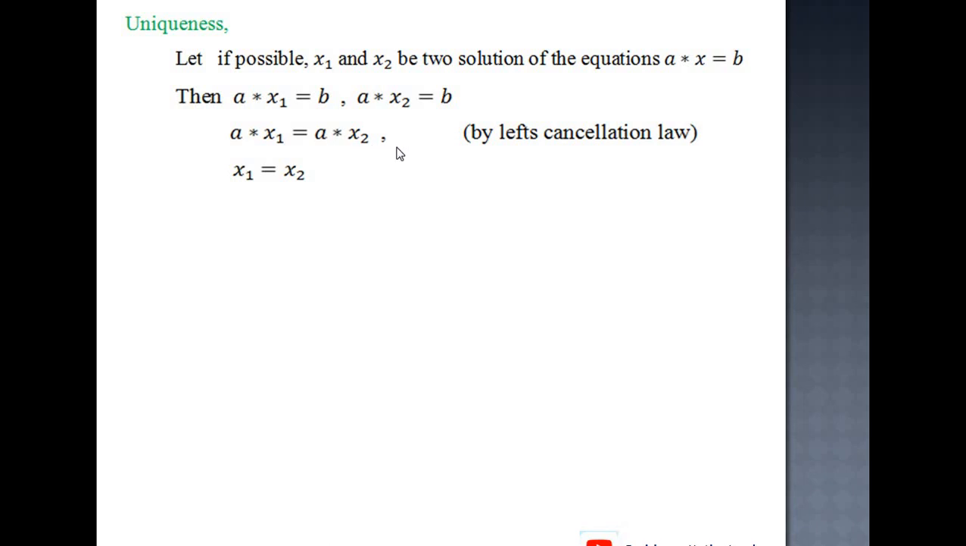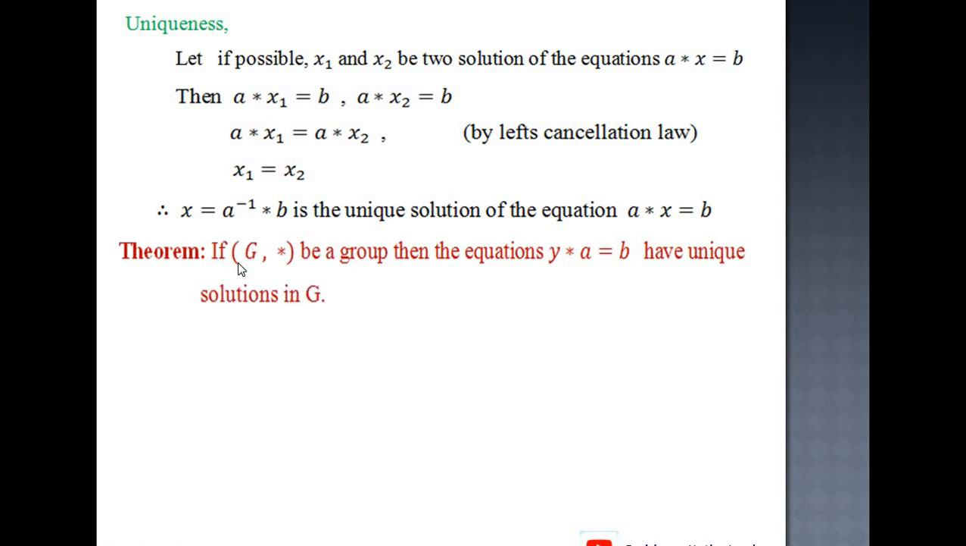G is a group, therefore the left cancellation law is satisfied, and therefore by the left cancellation law A star x1 equal to A star x2 implies x1 equal to x2, and therefore X equal to A inverse star B is a unique solution of the equation A star X equal to B. The equation A star X equal to B has a unique solution.